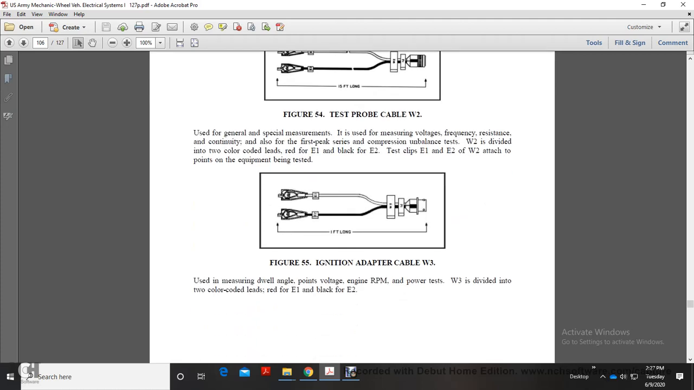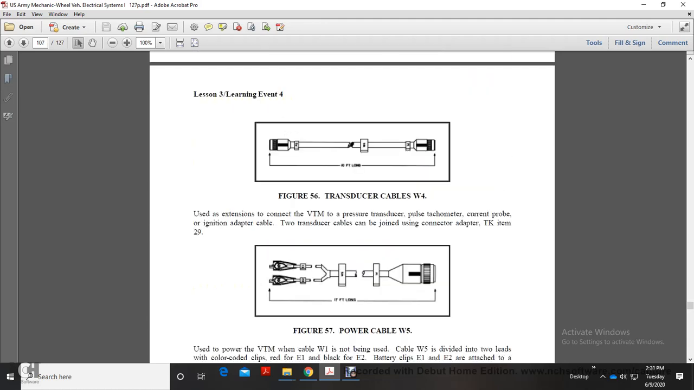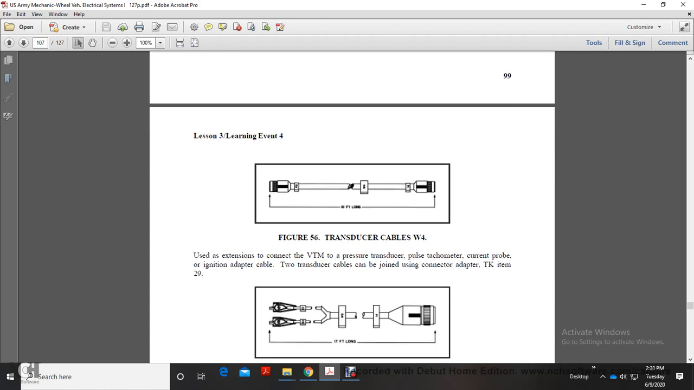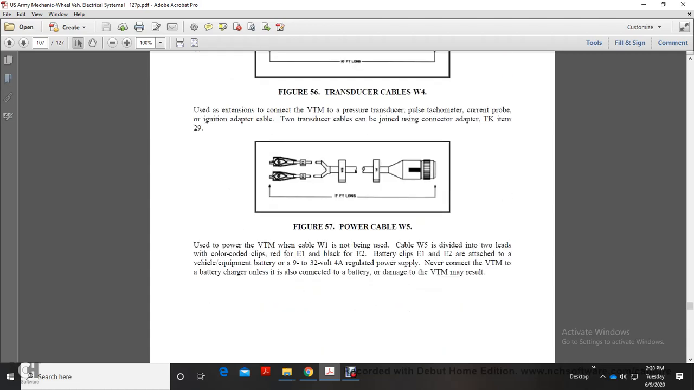Figure 55, ignition adapter cable W3. Used for measurement with the points of the RPM power test, divided into two color leads, red E1 and black E2. Alright, figure 56, transducer cable W4. Use the connection with the vehicle test meter with the transducer, pulse tachometer, current probe, ignition adapter cable, and transducer cable that can be joined under the connection with the adapter transducer cable, item number 29.